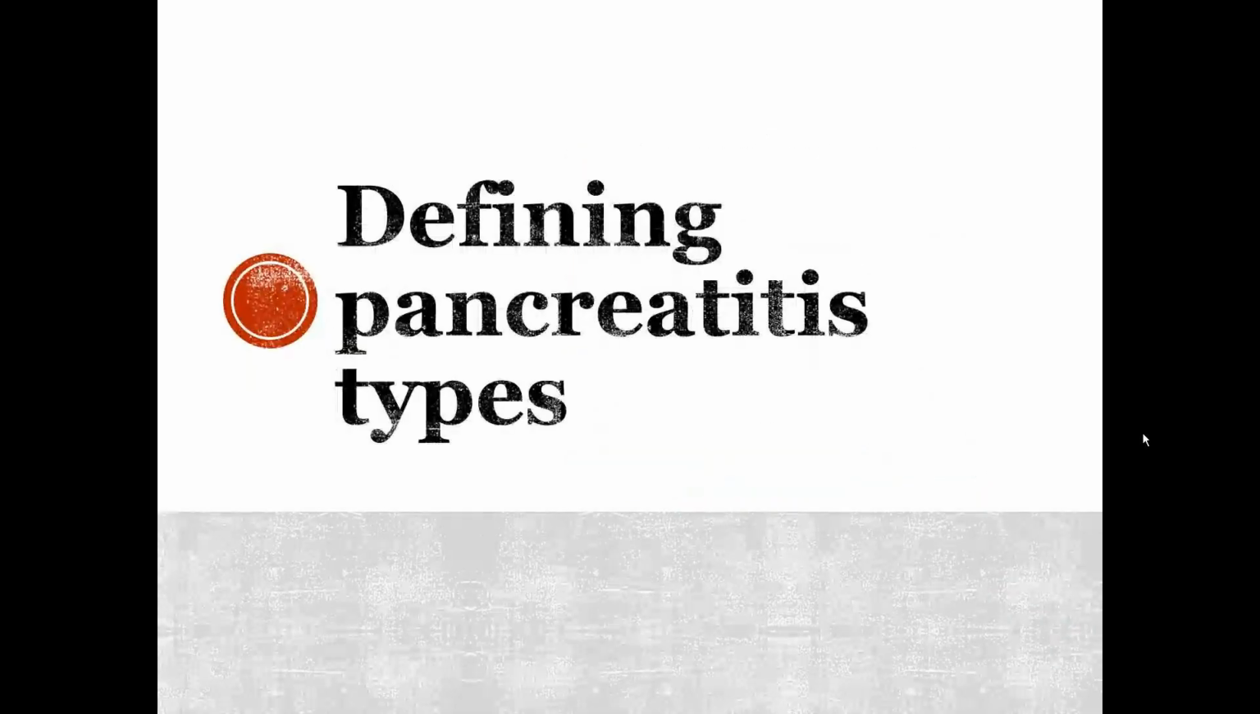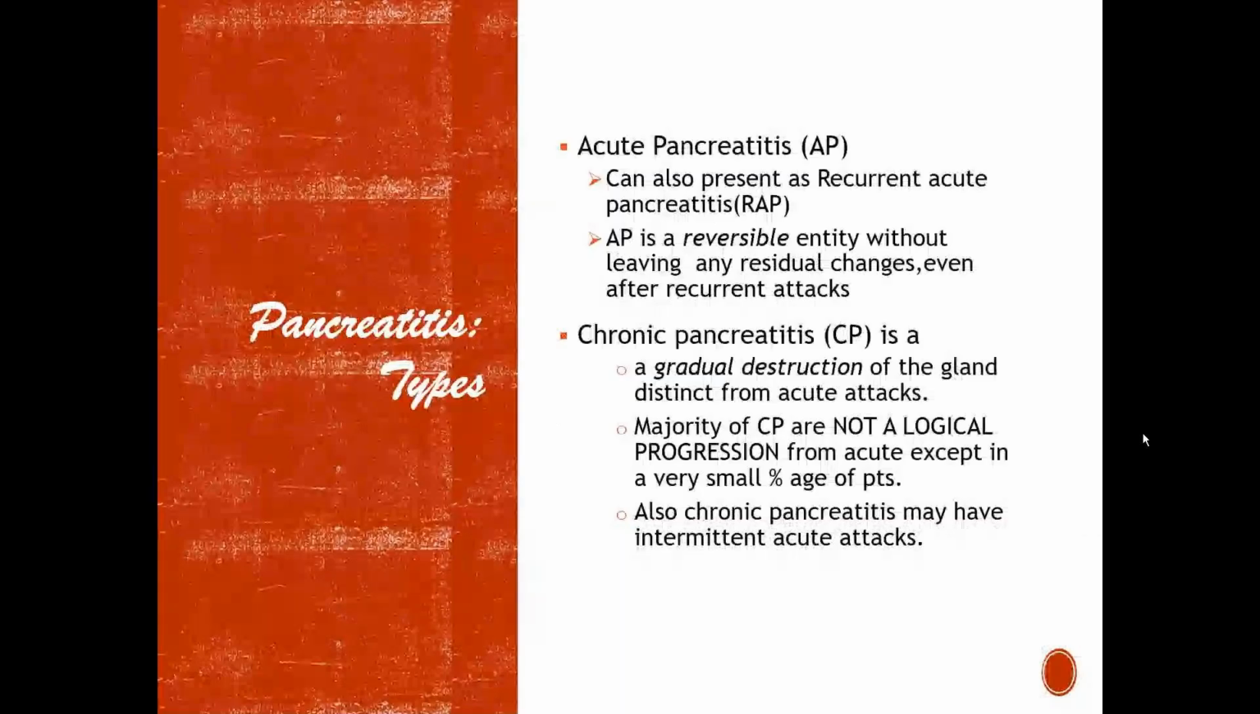Okay, so first of all, let's start with defining pancreatitis types. When we talk about pancreatitis, what are the types of pancreatitis we are talking about? So, one is what we know as acute pancreatitis, which can also present as recurrent acute pancreatitis, characterized by a reversible nature. It's a reversible entity without leaving any residual changes even after recurrent attacks. That's very important. It's reversible and no residual changes.